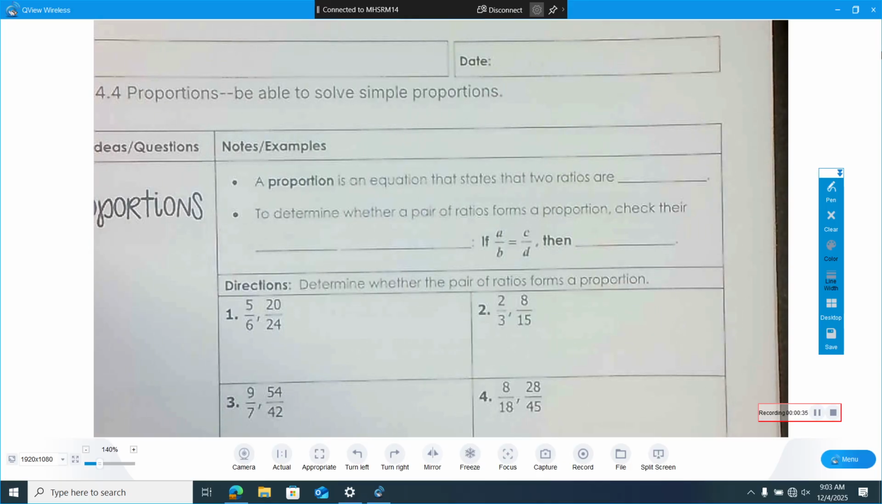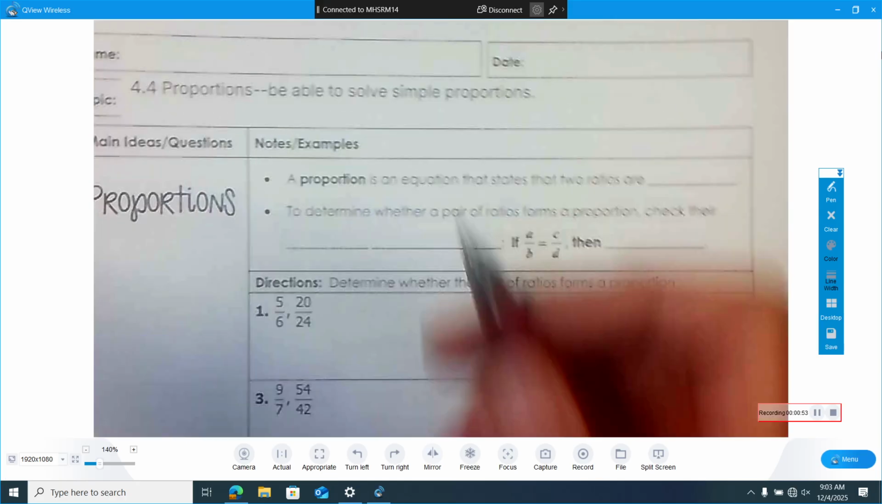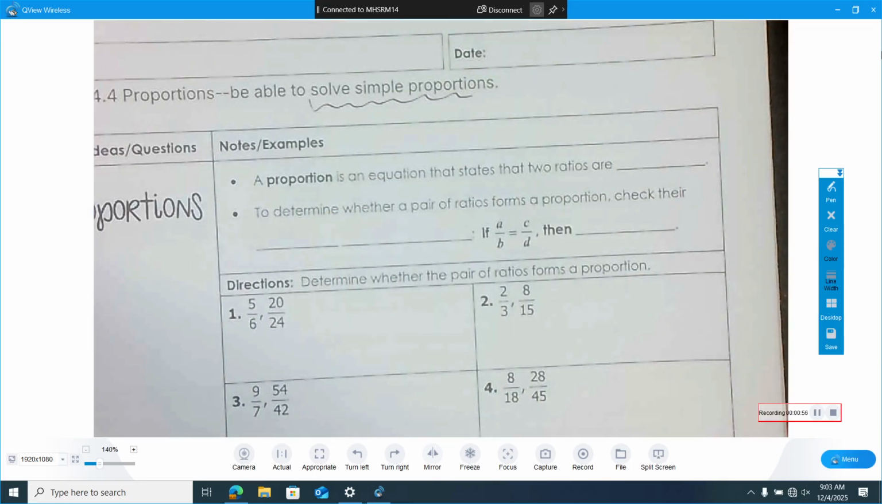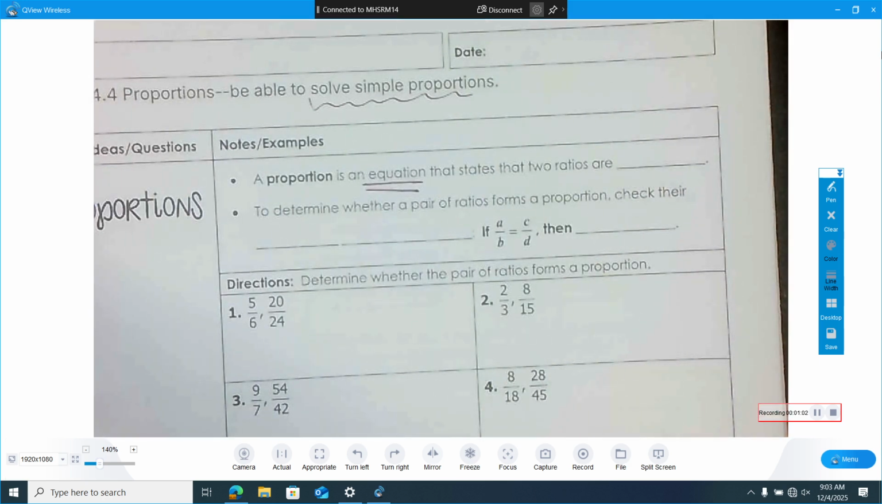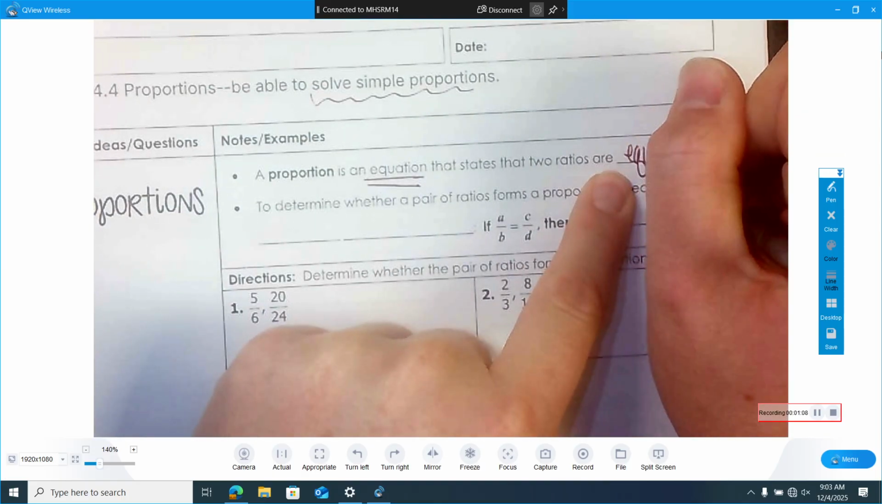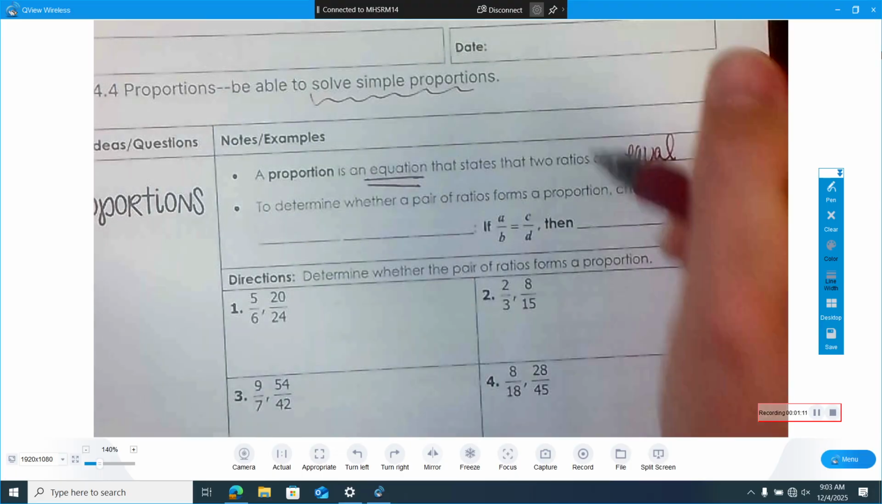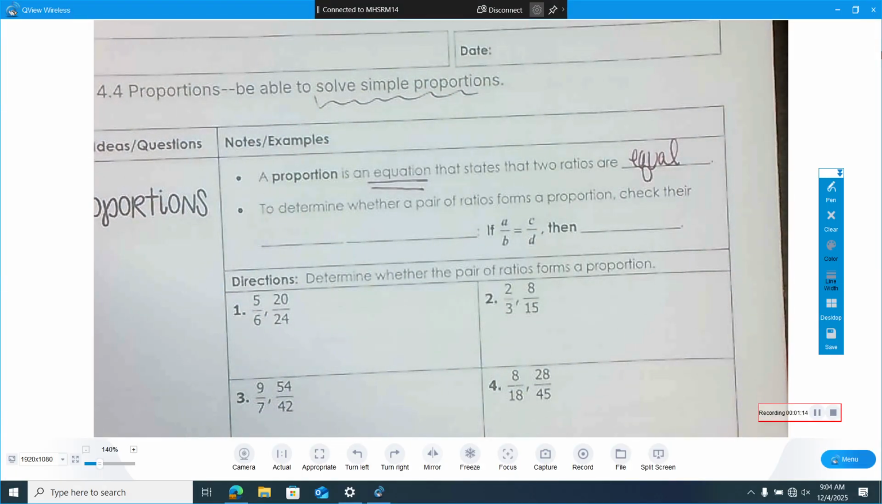Sometimes we have equations where we want to be able to solve the proportion. Figure out, hey, what number makes those ratios the same? We can do that with a special technique. Today we're going to learn to solve simple proportions. A proportion is an equation. An equation has an equal sign in it that states that two ratios are equal. And of course, ratios are little fractions. So a proportion is when we have a fraction equal to a fraction.